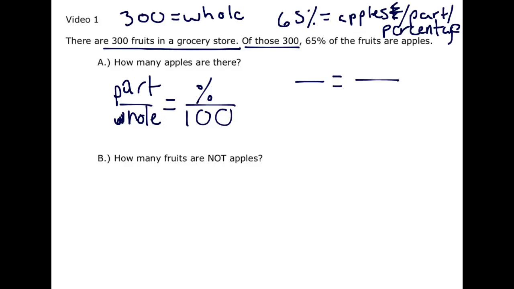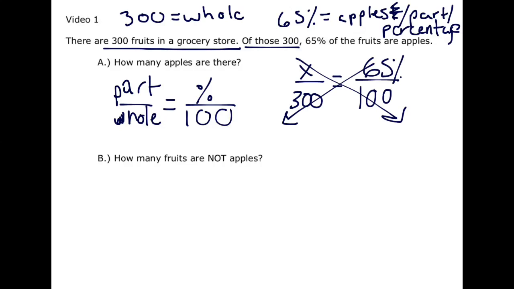So I'm looking for how many apples are there, if I know that 300 are fruits. So the total is 300. I'm looking for how many apples that is, and then I know that 65% of the fruits are apples, and all percentages are out of 100. So I could do a couple ways. I could do cross multiplication, and that's what I'm going to do. I'm going to cross multiply.